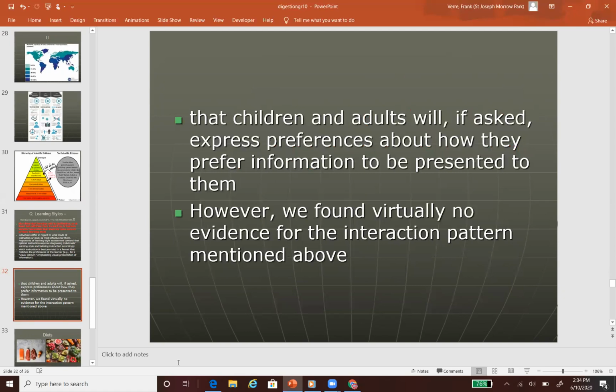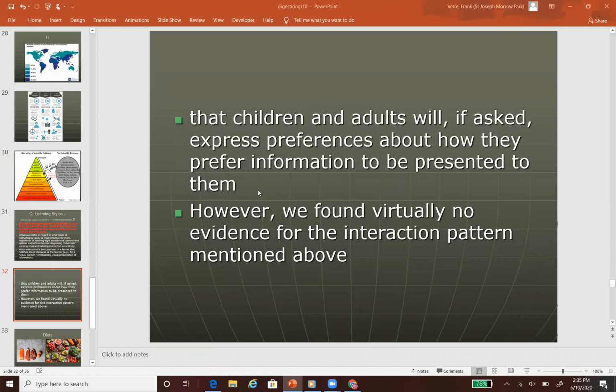Now, what's interesting is, if you ask children and adults, they will say, yeah, we would like to be presented material in the form that we prefer, right? So, if I'm a visual learner, I'm going to want to see it. If I'm an auditory learner, I'm going to want to hear it, right? Now, what's interesting is the studies that looked at this found no evidence that this works.